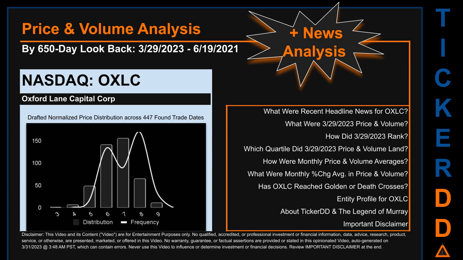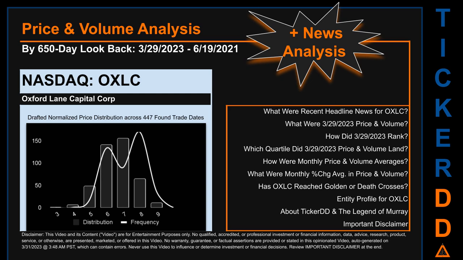OXLC went public on January 20, 2011, which was roughly 12 years and 2 months ago. Looking back 650 calendar days from Wednesday, March 29, 2023 to Saturday, June 19, 2021, we found 447 applicable trade dates for use in our analysis.